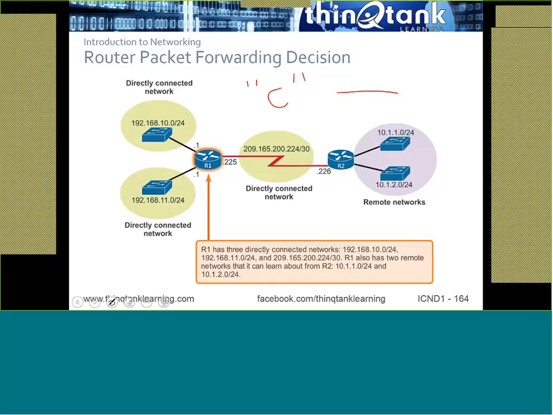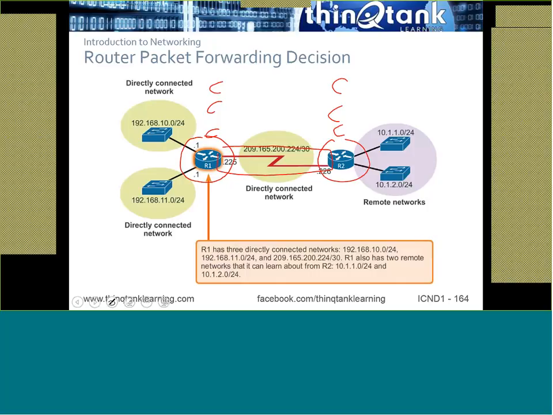So how many connected routes would be in router 1 if everything is working? Oh, 3, right. So I would have C, C, C. What about on router 2? 3, C, C, C. So router 2 is going to be aware of these networks. Router 1 is going to be aware of these networks. And by the way, router 2 and router 1 happen to share a common subnet, so they can talk to each other because they're directly connected to each other.